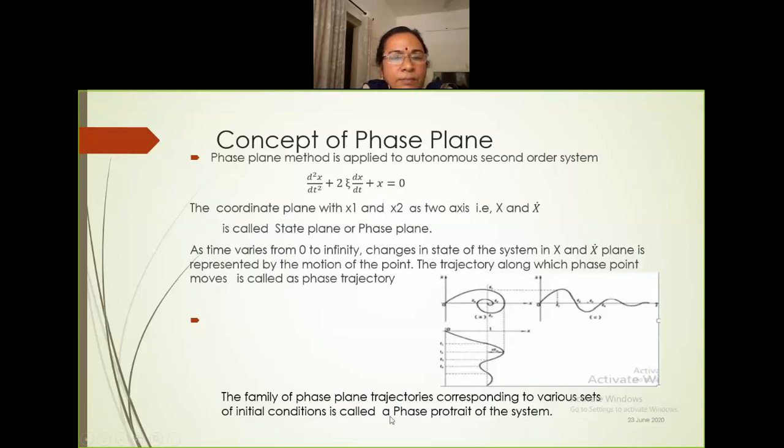Now, the family of phase plane trajectories corresponding to various sets of initial condition is called phase portrait. So many phase trajectories we can call at various initial conditions; you can call it a phase portrait. So in this slide, which are the things you want to be familiar with? Phase plane, phase trajectory, and phase portrait. Phase plane, you are aware that the two axes are x and x dash, and the movement of the point in the x dash plane is called the phase trajectory. The family of phase plane trajectories we call phase portrait, at various initial conditions.